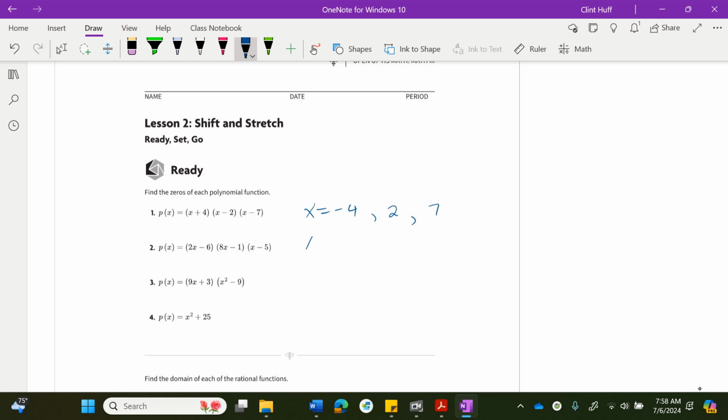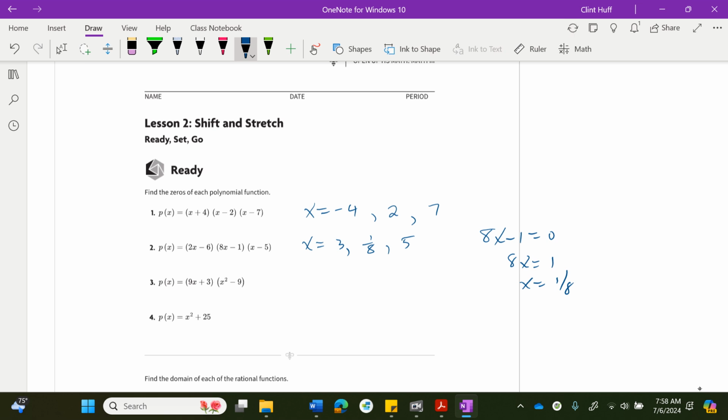2x minus 6 equals 0 will give me x equals 3. 8x minus 1 equals 0 will give me 1/8. You add 1 and divide by 8. And the last root, x minus 5 equals 0, will give me 5. So what I'm doing here is I'm taking each factor and setting it equal to 0. I add 1 to each side and divide by 8.